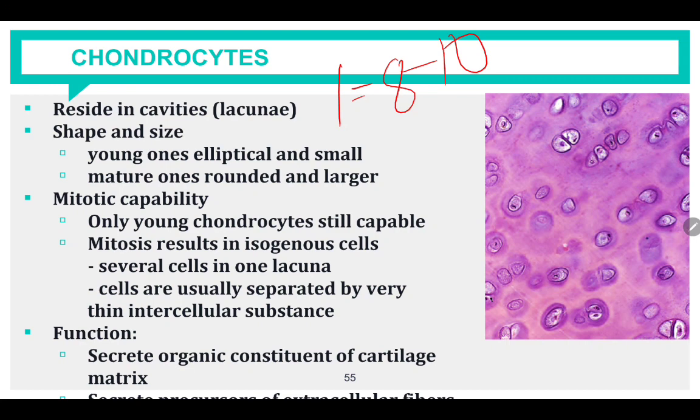Okay? So, tandaan, they are usually separated by a very thin intercellular substance. Okay? And then, their function is to secrete organic constituent of the cartilage. And secrete precursor extracellular fibers. So, basically, guys, no, ang function niya, it can secrete precursor extracellular fibers. Okay? So, understand that. So, let's move on sa ating next slide, which are the different types of, joke lang, yung ating morphology pa pala.